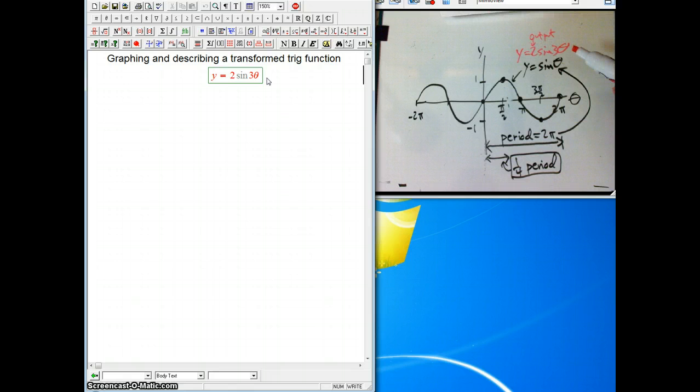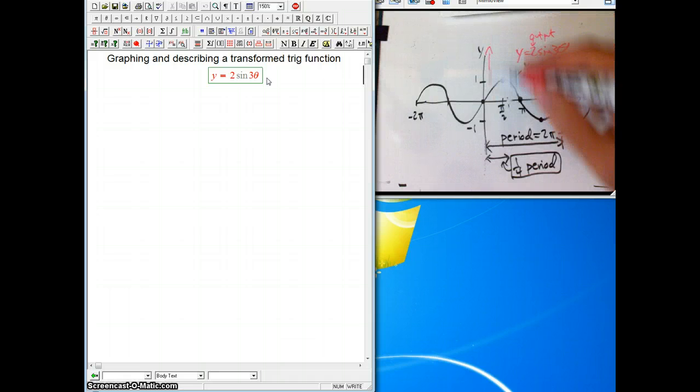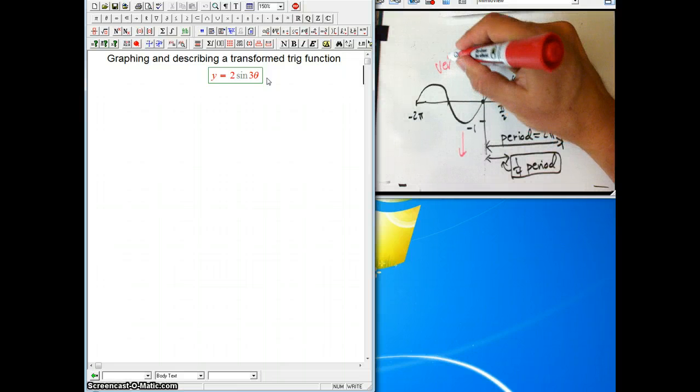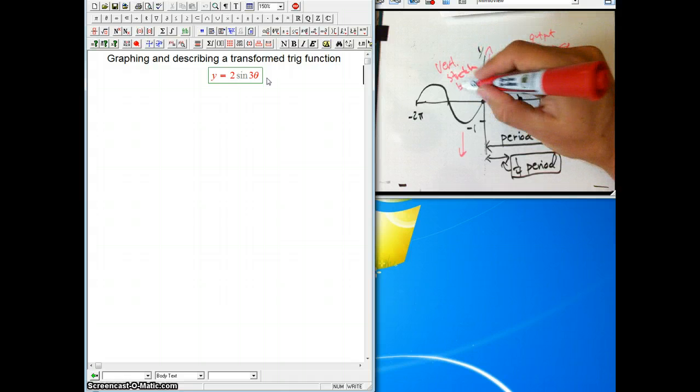It's just double. And so if I take a point and I double the y value, it's going to stretch double in the y direction. Now a stretch means away from the axis. So positive numbers get bigger and negative numbers get more negative. So that's going to be a vertical stretch by 2, by a factor of 2.